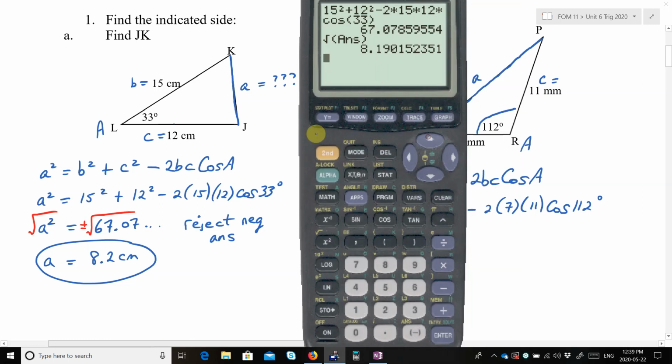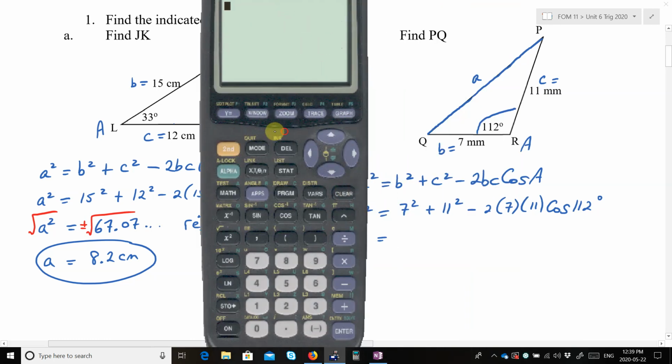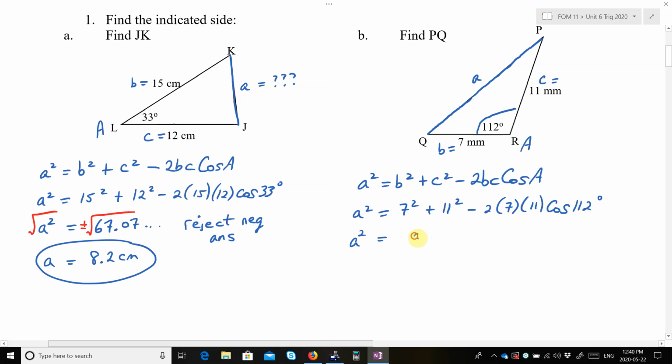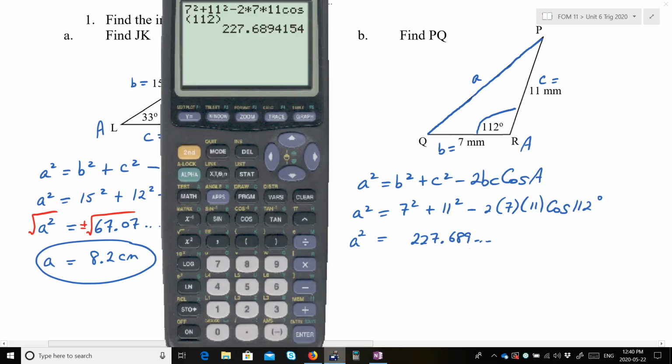So a squared is equal to 7 squared plus 11 squared minus 2 times 7 times 11, and then cos 112. And press enter. So 227.689 and a bunch of stuff. Let's make sure I did that right.